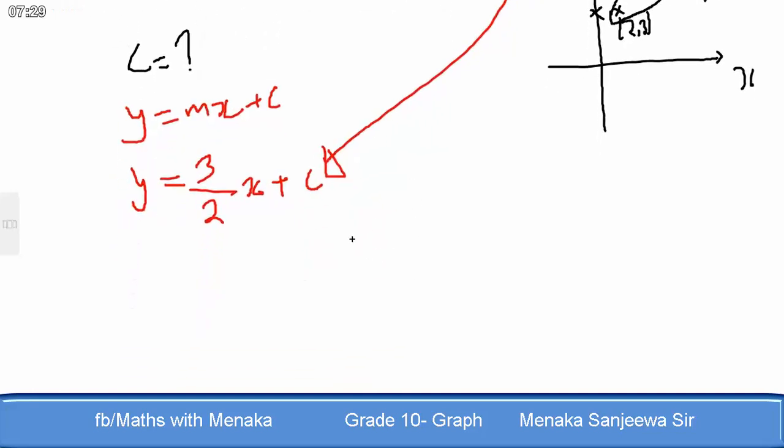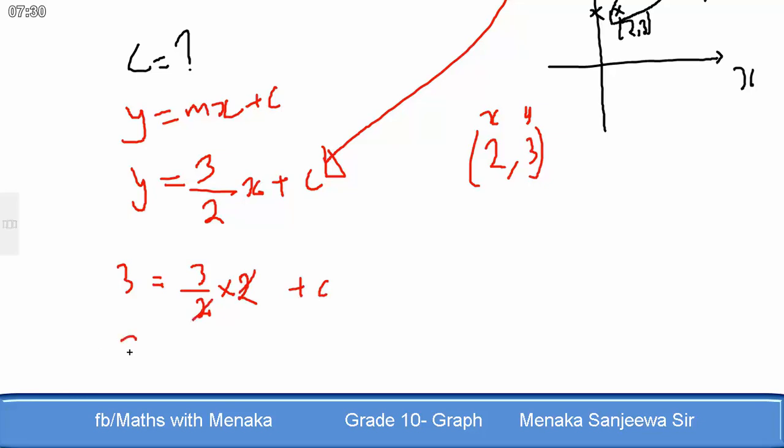Okay, let's substitute. What's the point we are going to substitute? 2, 3. The x coordinate is for the x, the y coordinate is for the y. What's the y coordinate here? Y coordinate is 3, again 3 over 2, x is 2, plus c. Then 2 and 2 you can cut, then this becomes 3 equal 3 plus c, then c becomes 0.